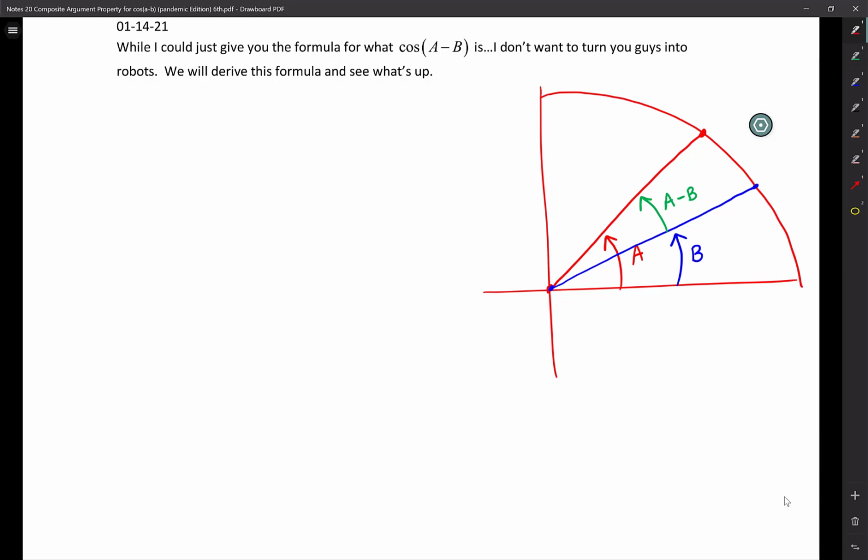Okay. So if this one here is angle A, then your x coordinate here has to be cosine of A, and your y coordinate has to be sine of A. Is that making sense so far? Okay. So with the blue line, it's the same deal. That blue coordinate has to be cosine of B, sine of B.